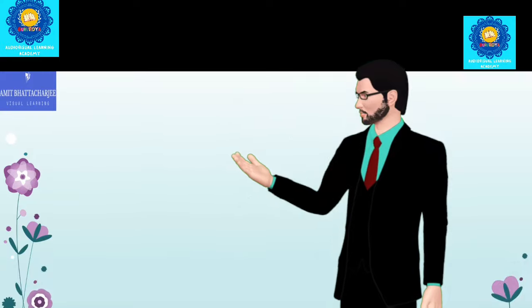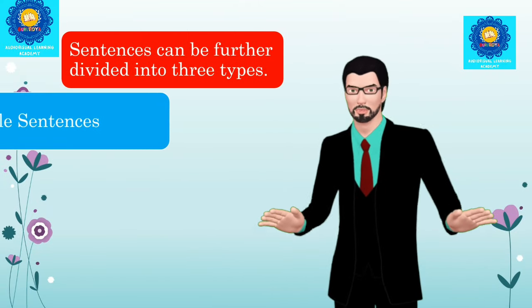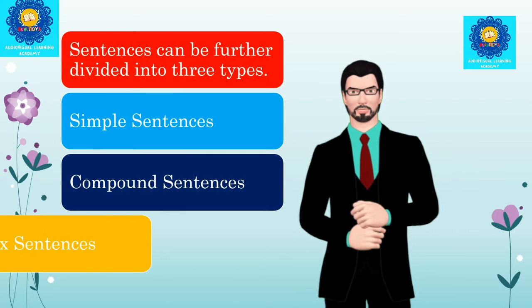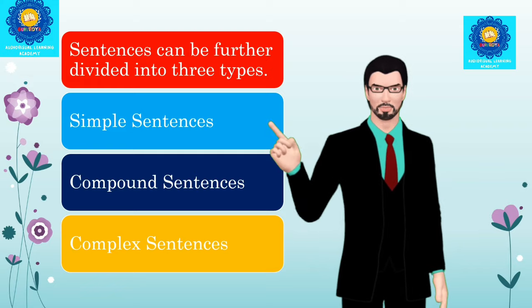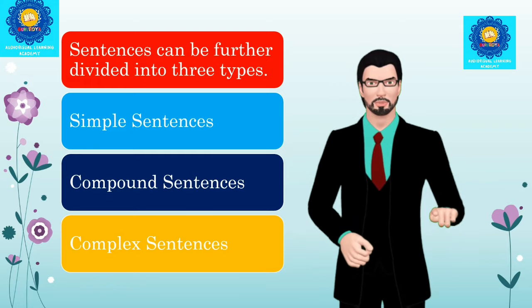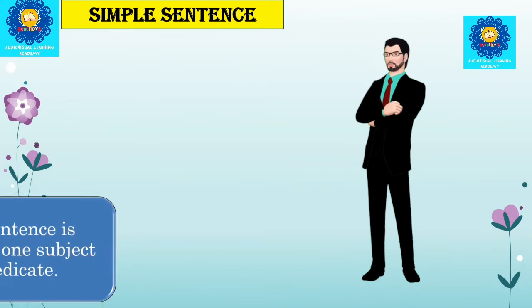Now we are going to learn about sentences that can be further divided into three types, which are: first, simple sentences; second, compound sentences; third, complex sentences. Now I am going to explain about simple sentence.